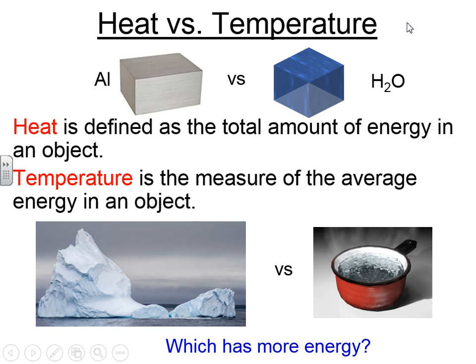First, let's discuss the difference between heat and temperature. A lot of people think that heat and temperature refer to the same thing, but they are not. Just to show you the difference, here I have a block of aluminum, and here I have a block of water. We'll say it's the same mass of aluminum and the same mass of water. If I apply a certain amount of heat, say 10 kilojoules, to both the aluminum and the water, will they go up by the same temperature?